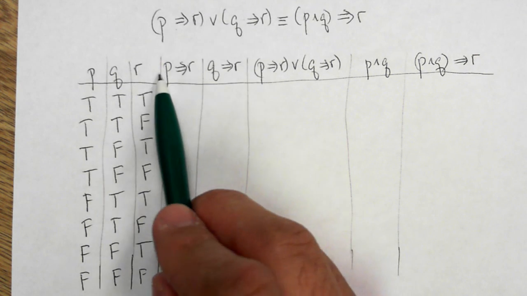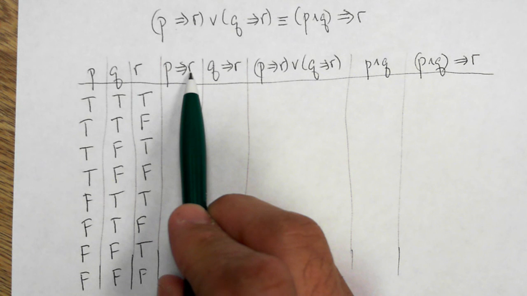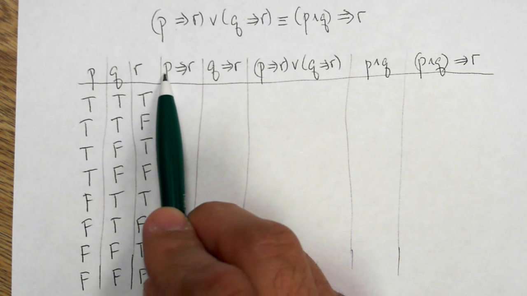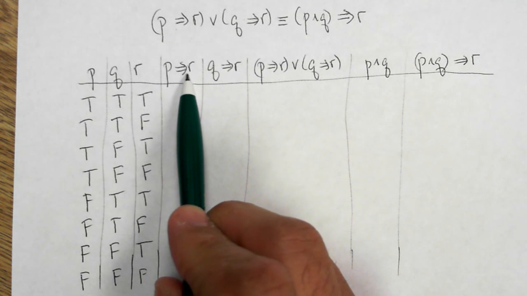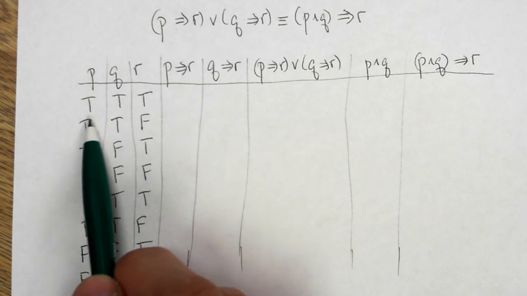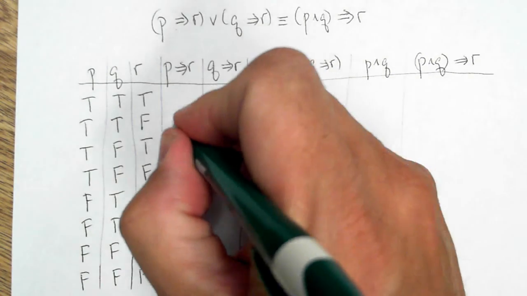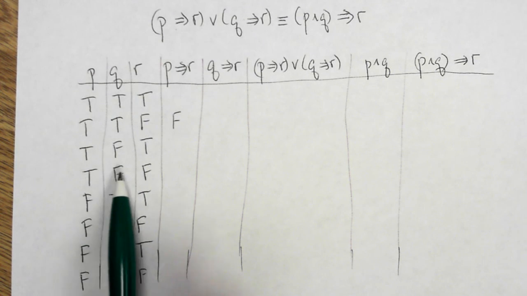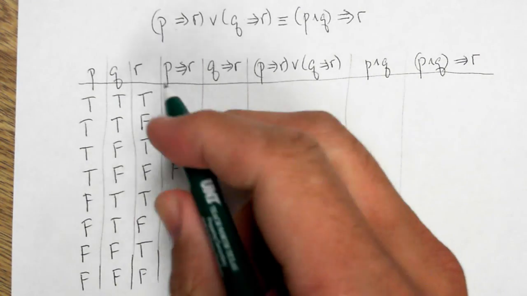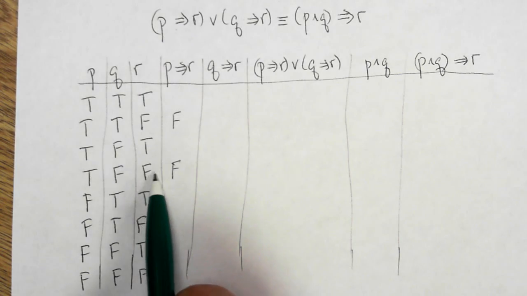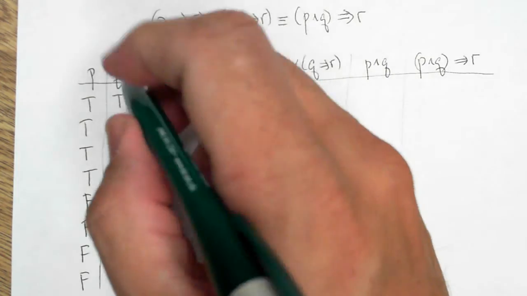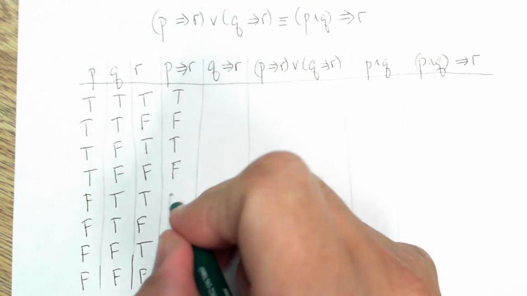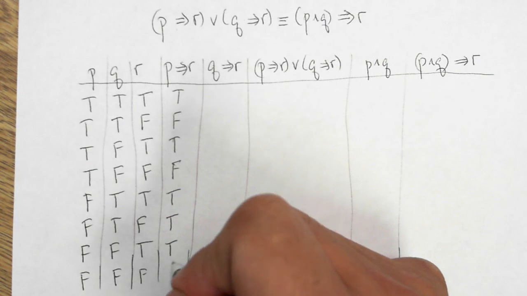Okay, first off, P implies R. The only way that is false is if the hypothesis is true and the conclusion is false. It is impossible for a true statement to imply a false statement. So I have true, false here, so that's going to be false. Looking only at P and R, I have another true, false here. I'm not looking at the Q column, just true and false, that's false. All the others are going to be true.